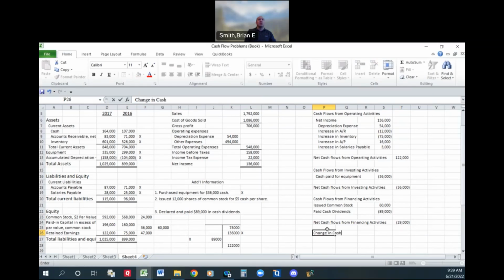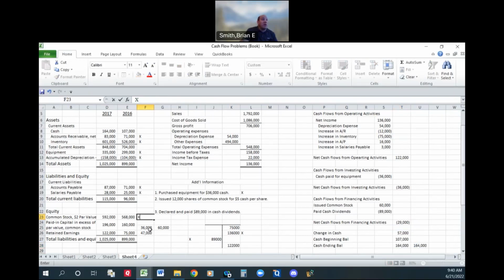Change in cash, cash beginning balance, cash ending balance. Let's go ahead and come over here and see if we get this right. There's that. Oh, there's those pound signs again. I'm going to add up these three numbers. We got a change in cash of an increase of $57,000. Our beginning cash was $107,000. Fingers crossed. Look at that. And that's how we want to do that.